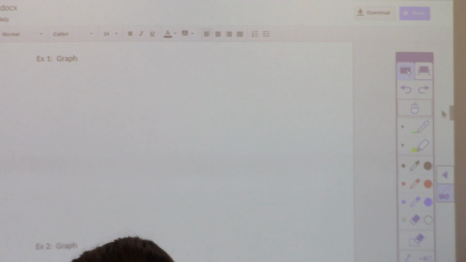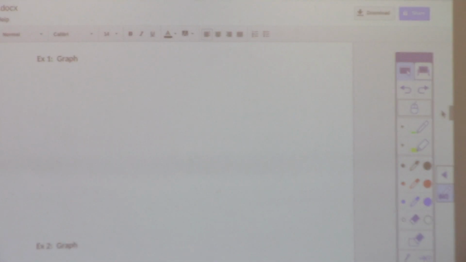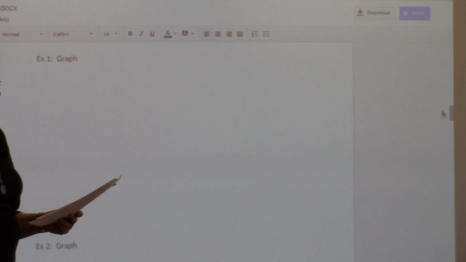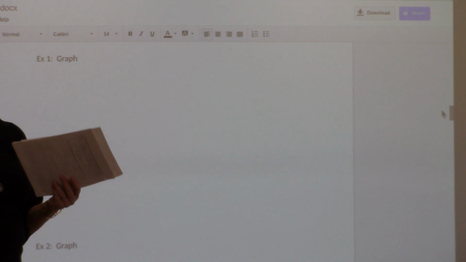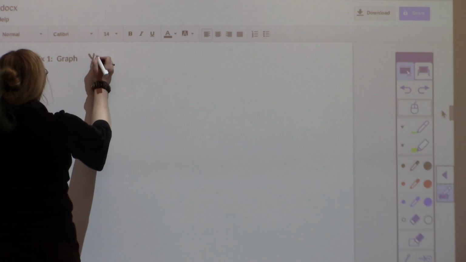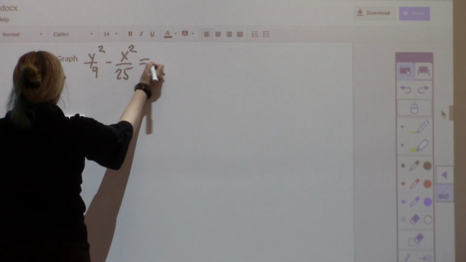So let's pick one. Where are my notes? So y'all look at your examples and tell me if you want to do example 1 or example 2. Okay. Let's do example 1 because everybody always gets thrown off by examples like this one. I don't even know why. y squared over 9 minus x squared over 25 equals 1.